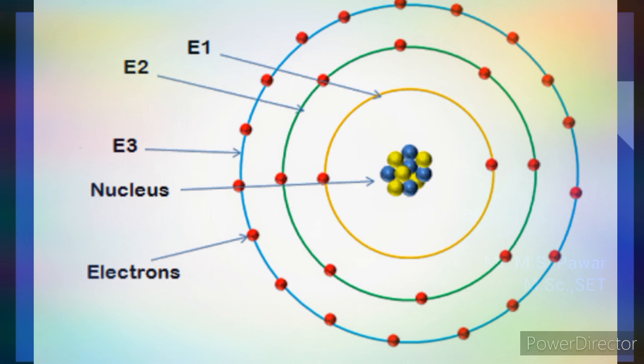The negatively charged electrons always revolve around the positively charged nucleus because of the electrostatic force of attraction between them. Electrons revolve around the nucleus in different orbits or shells. Each orbit has a different energy level. For example, electrons orbiting very close to the nucleus have low energy, whereas the electrons orbiting further away from the nucleus have high energy.